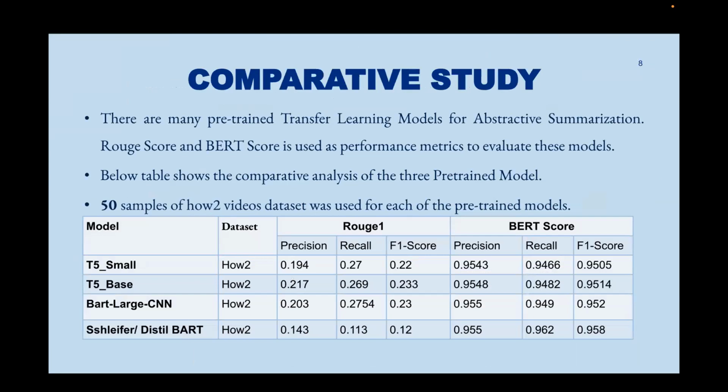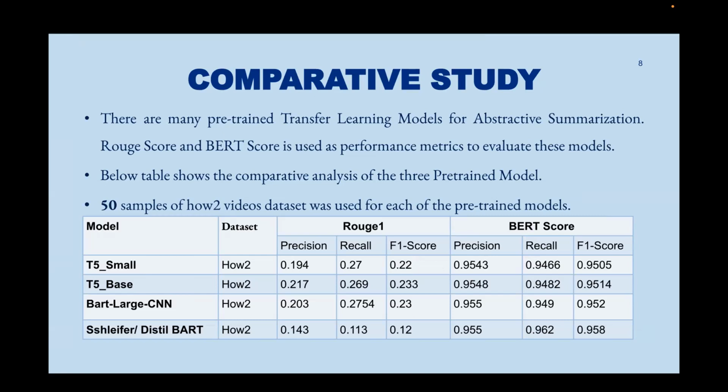Thank you, Tanishq. So after finding a dataset that satisfies our needs and doing the survey which points out the most appropriate transfer learning models and techniques for our problem, we decided to test these models on a fixed number of inputs to understand their baseline performance. We selected the following 4 pre-trained models, namely T5 small, T5 base, BART large CNN, and Sshleifer DistilBART. We gave these models 50 transcripts from the How2 dataset and compared the generated summaries with the original summary.